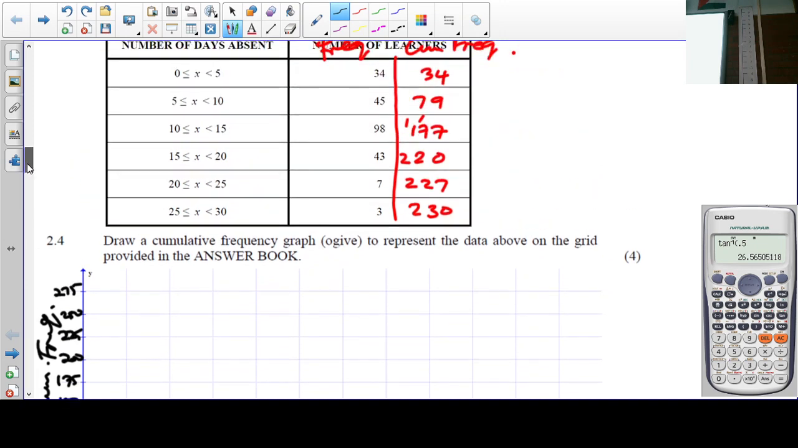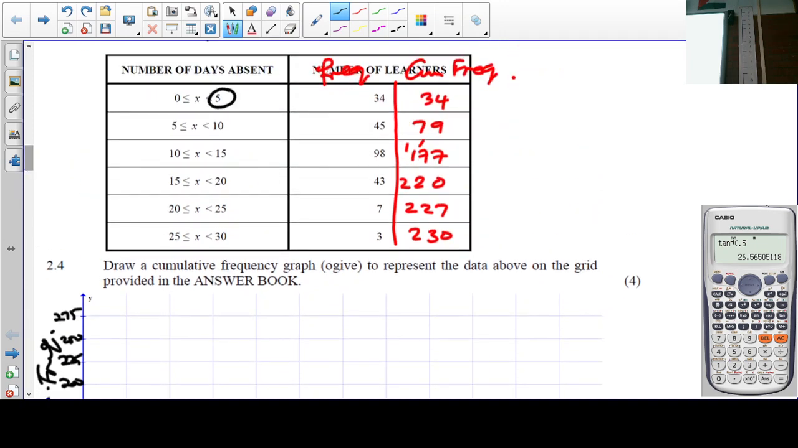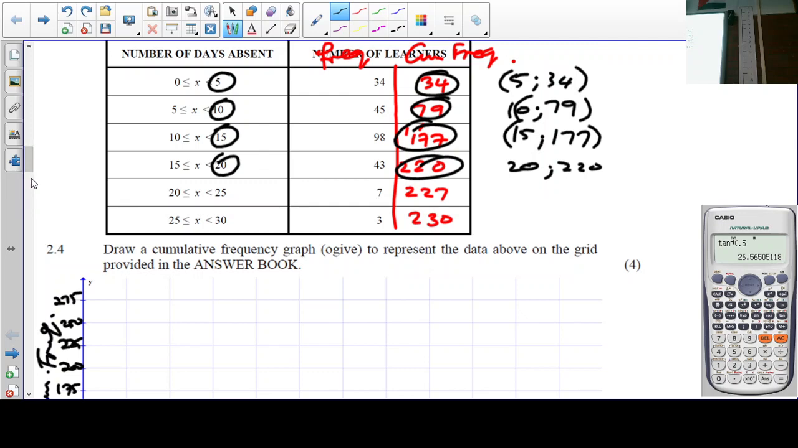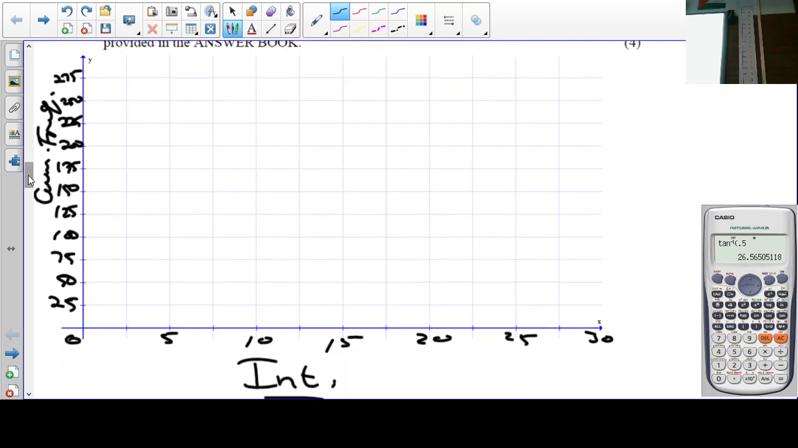So when we draw this graph, we use the end point and the cumulative frequency. So the points to be plotted are 5 and 34, then 10 and 79. Not the midpoint, the end point of the class and the cumulative frequency. 15 and 177, 20 and 220 and so on. So the first one is 5 and 34. Now 34 is just above 25, not so? So it's there.